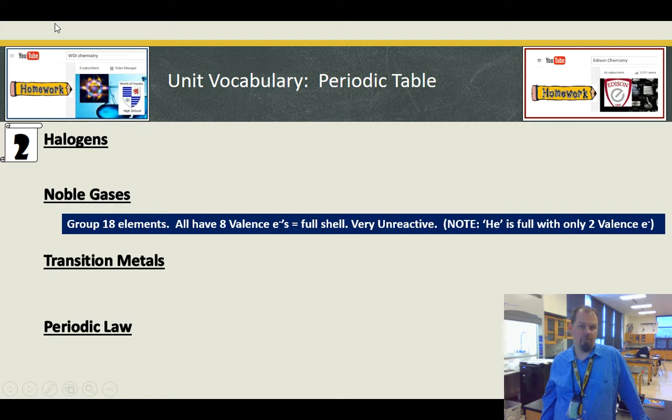He is full with only 2 valence electrons. It doesn't need 8. It can't hold 8. It can only hold 2. But 2 fills it. That first shell, remember, first it goes 2, 8, 8. So 2 is full. So as long as it's full, it's noble because it doesn't want any more. It is the least thirsty of all the elements possible. It doesn't want any more electrons. So it doesn't react with anybody.